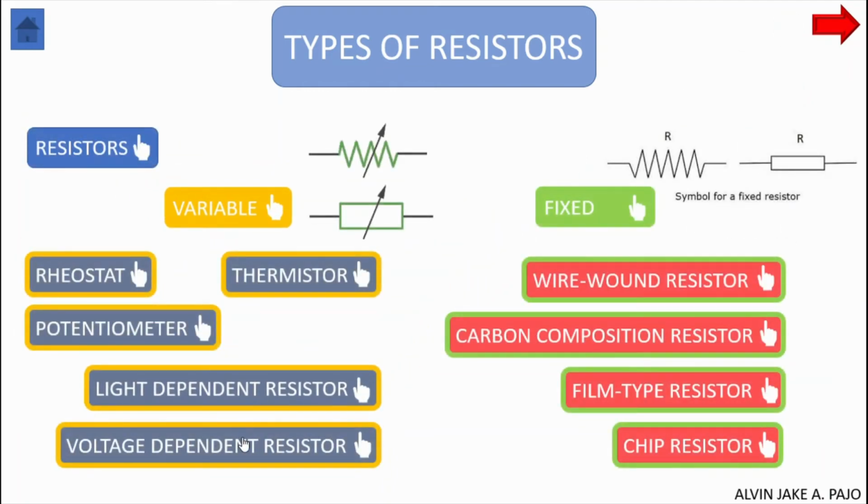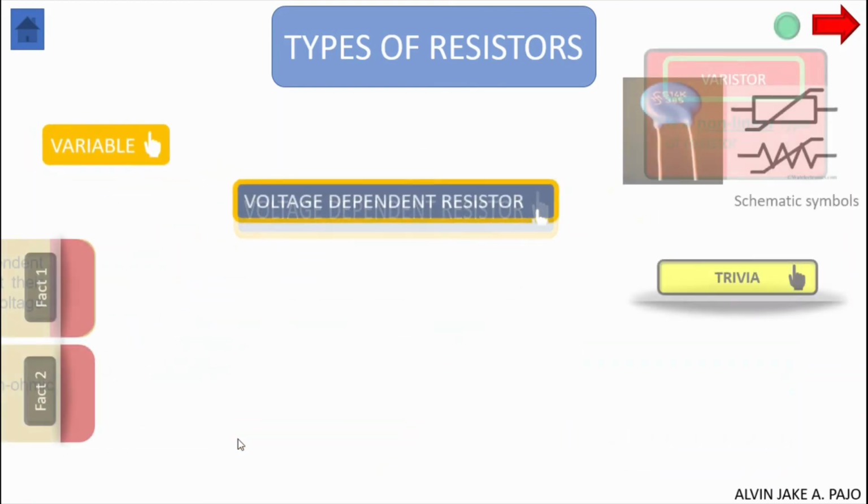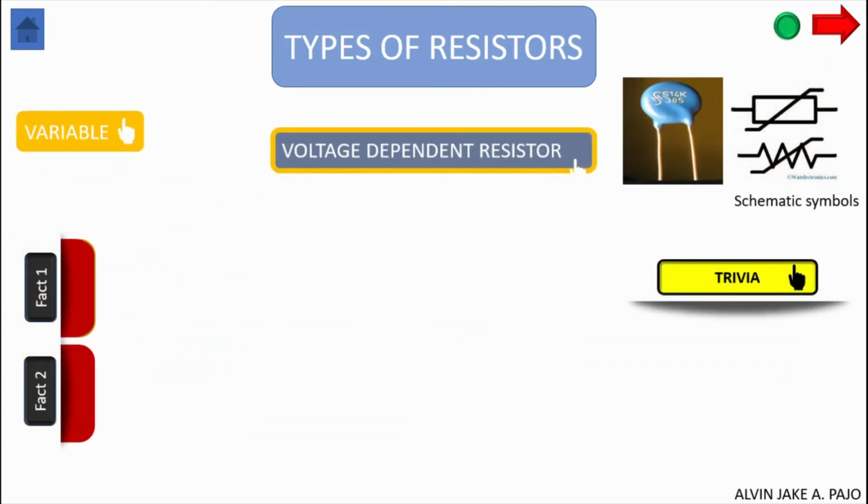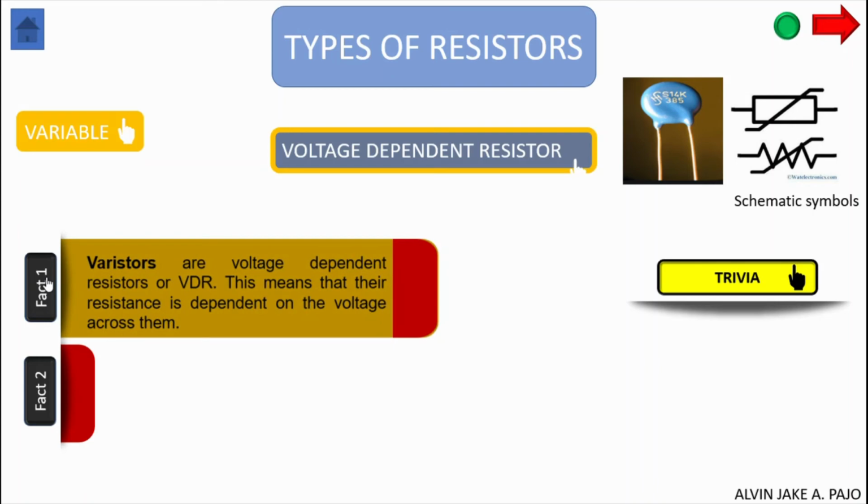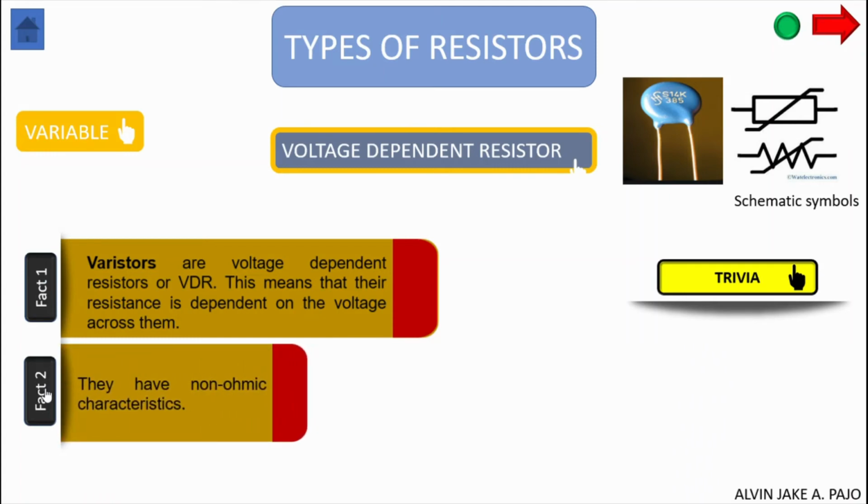The last type we are going to talk about is the voltage-dependent resistor or varistor. Here is an actual image of a metal oxide varistor or MOV. Varistors are voltage-dependent resistors or VDR. This means that their resistance is dependent on the voltage across them. They have non-ohmic characteristics. This means that they are non-linear type.